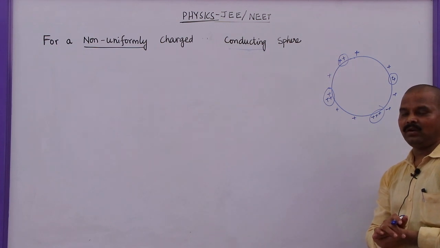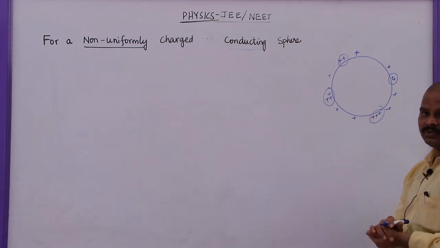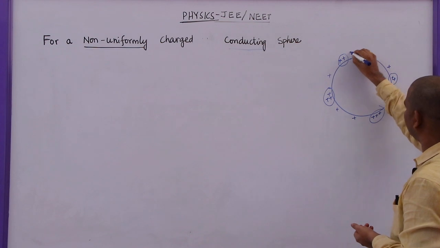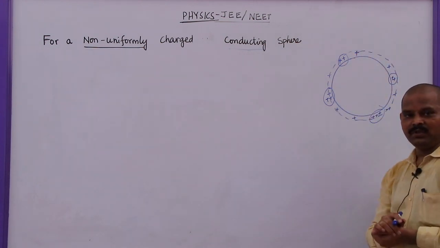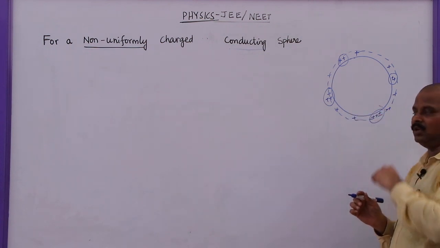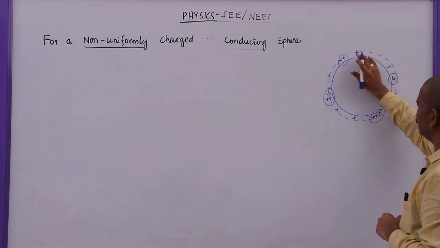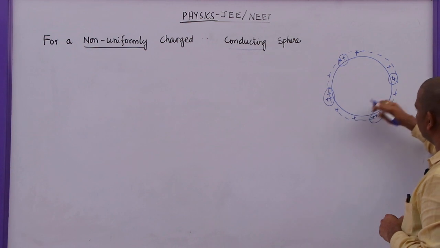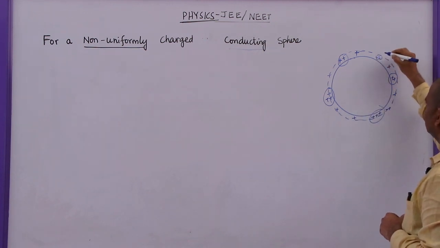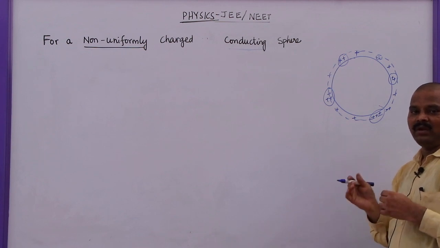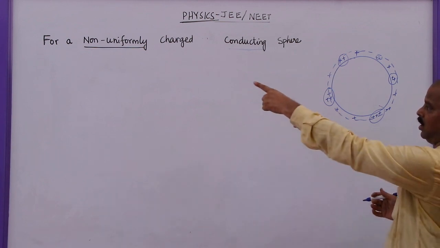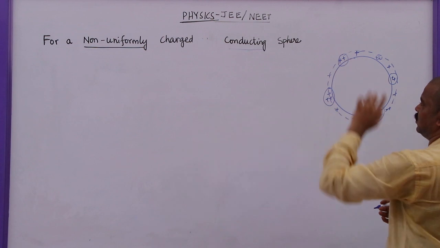To find out the electric field due to this type of charge distribution, just consider one closed Gaussian surface very close to the surface of the sphere. Then whether it is uniformly charged or non-uniformly charged, we need to take the total charge present on it. So there is no problem while finding the electric field due to a non-uniformly charged conducting sphere.